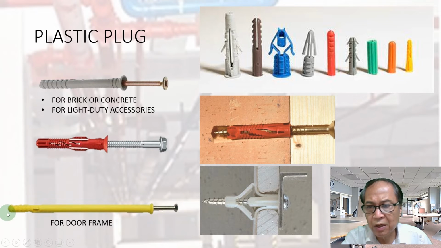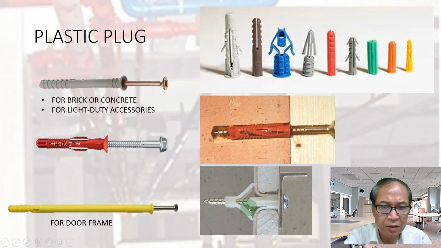This is a long one for door installation, and this is for cavity wall. This is for gypsum board. This is for brick. When you see it in concrete, but this is used for brick. Different sizes for different sizes of screws, you see.